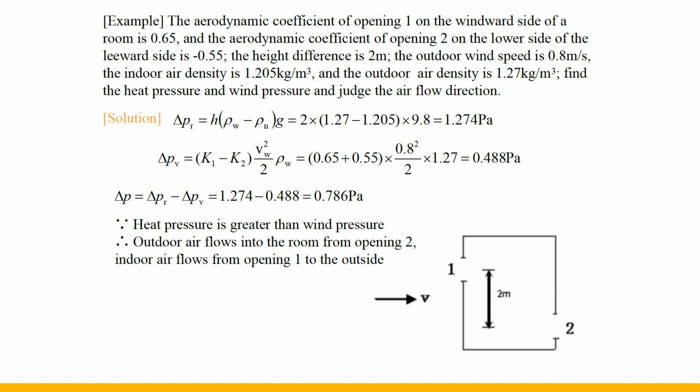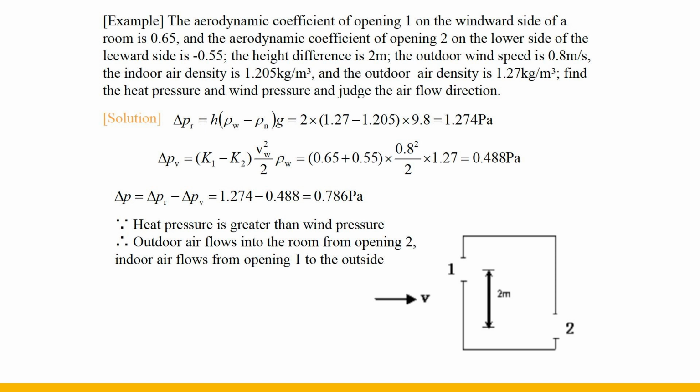It can be seen from the calculation results that the thermal pressure is greater than the wind pressure. The dynamic pressure difference of natural ventilation is equal to the thermal pressure minus the wind pressure, which is equal to 0.786 Pascal. The outdoor air flows into the room from the lower opening 2 of the leeward side, and then flows to the outside from the upper opening 1 of the windward side.